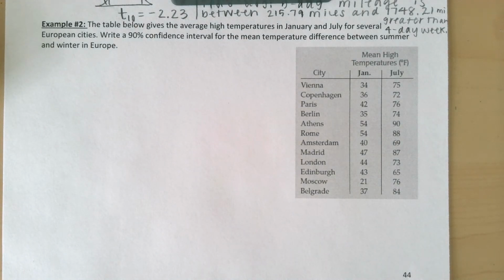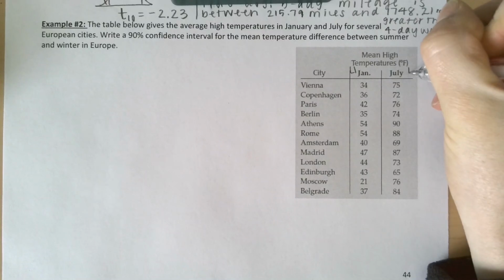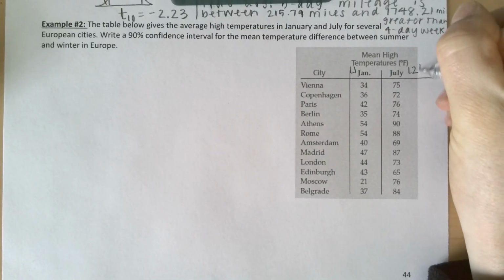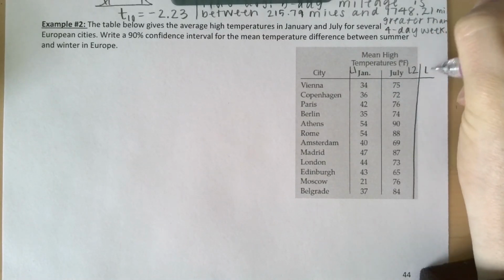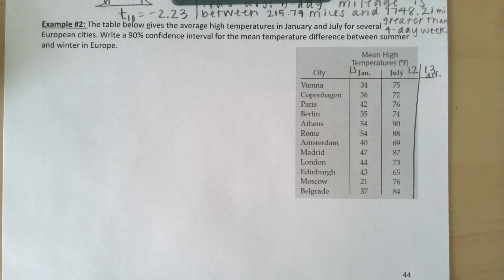I want you guys to go ahead and pause your video, give this one a shot. You're going to run it just like we did the last one. So type all of your January data into L1, July data into L2. You'll find the differences in L3. Check those conditions, find all of your stats, create that interval. Once you're done creating and interpreting the interval, go ahead and play your video again and I'll walk through all of my work.